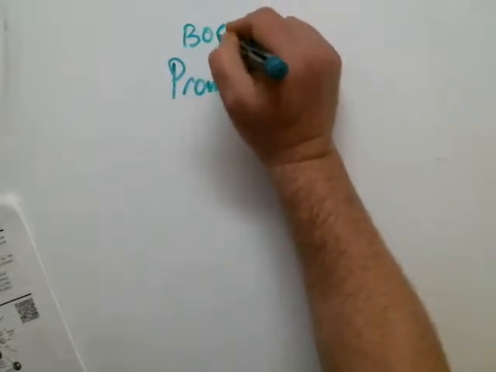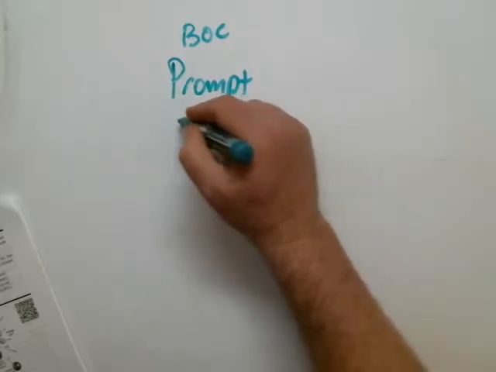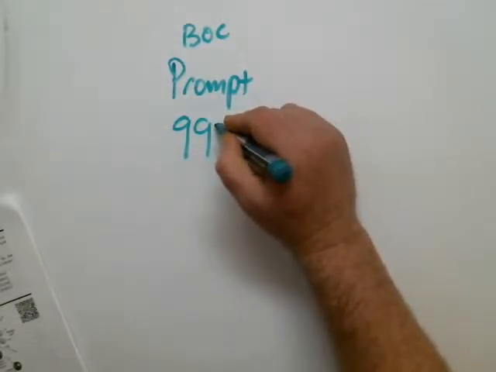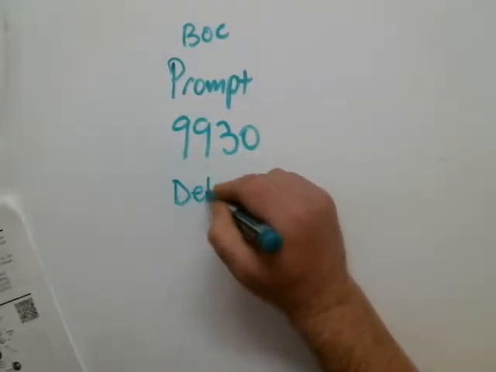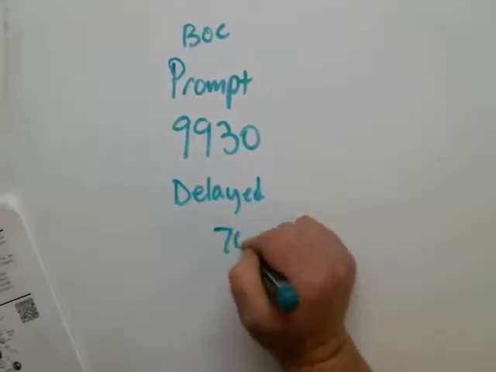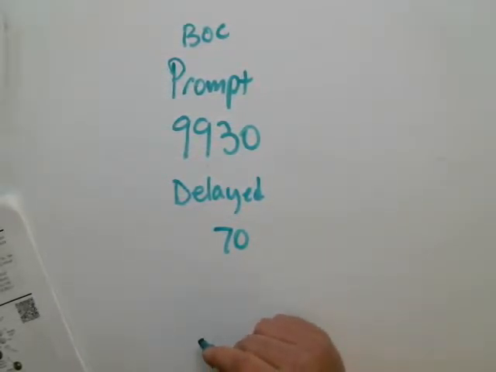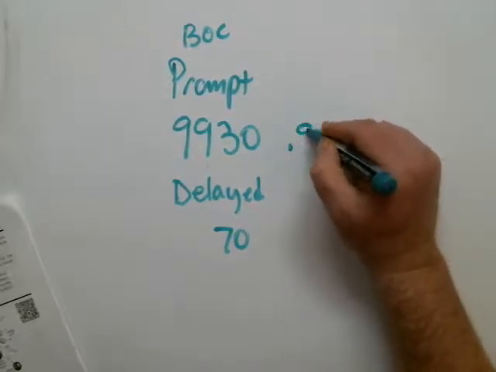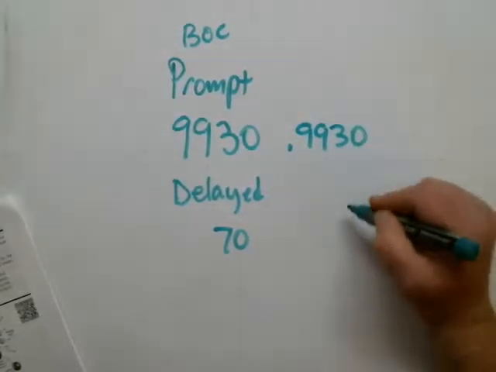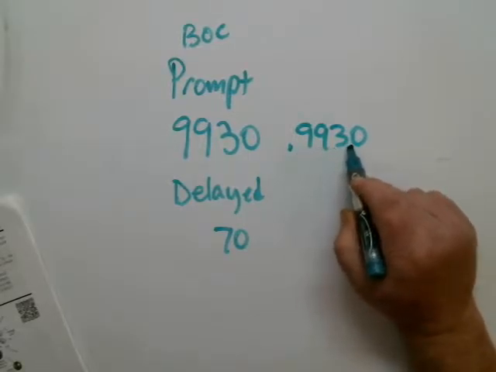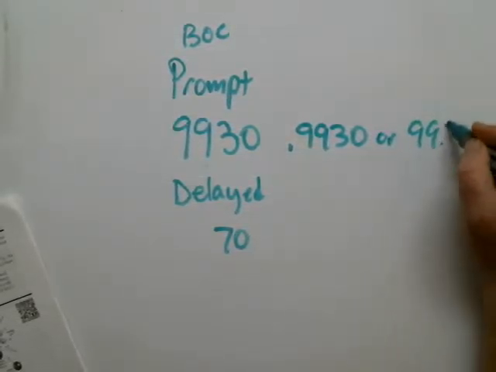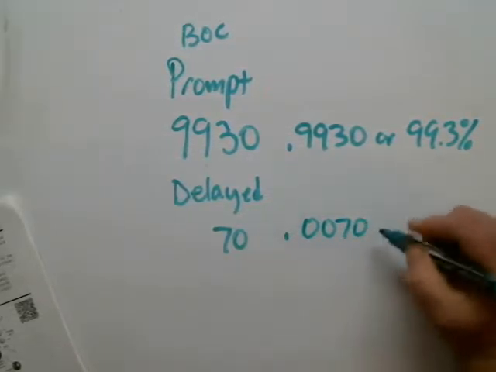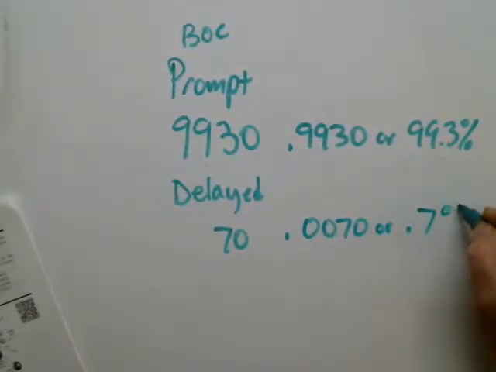So what that ends up being then is prompt at BOC, we said, represented out of every 10,000, 9,930, and delayed represented 70 out of every 10,000. So if I was to put it in a percentage point form, 99.3% are prompt. Delayed would be 70 10,000ths, or 0.7%.